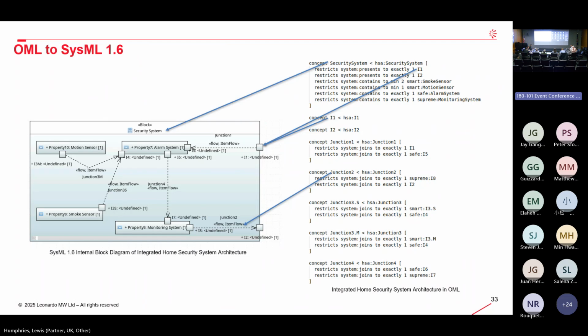So let's say for the actual fully integrated home security system, you wanted to make it as an OML vocabulary, much like how it's done in the tutorial, but then you wanted to visualize it as a SysML 1.6 diagram. Our approach would let you do that. As you can see on the slide, there are various parts of the OML vocabulary and how it maps to the respective parts of the SysML 1.6 diagram.